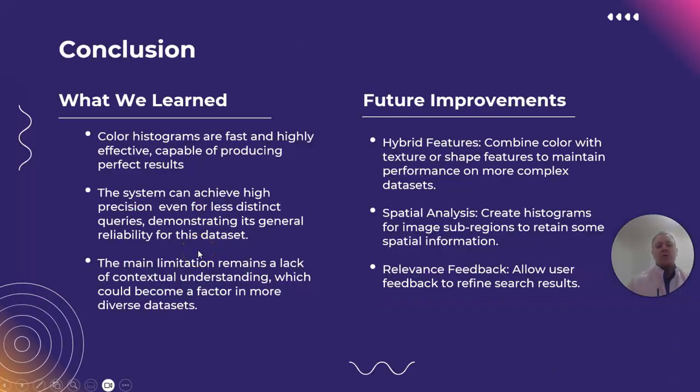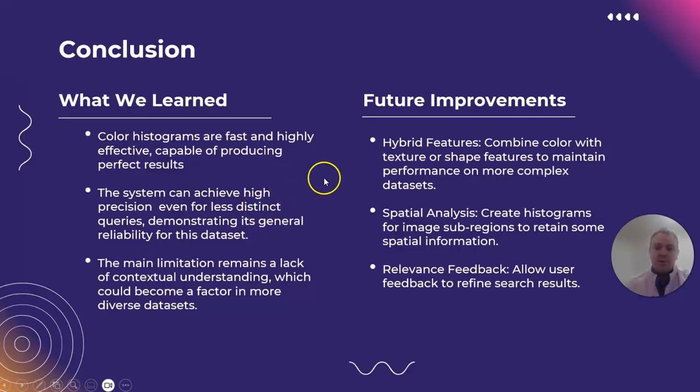Conclusion. So what do we learn? Color histograms are fast, highly effective, capable of producing really good results. In this instance, I had some very good results with multiple different queries. It can achieve high precision, even for less distinct queries, demonstrating its general reliability. I found it was very reliable for this small data set of 100 images. I wasn't having any problems with the color side of this image recognition for this data set. The main limitation remains a lack of contextual understanding, which could become a factor when these things get more diverse.